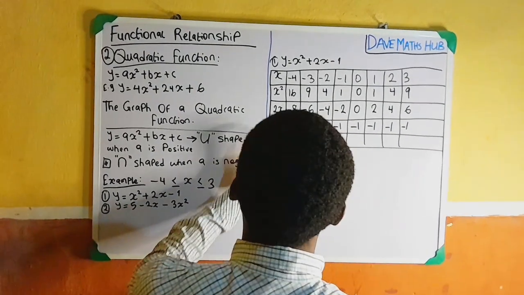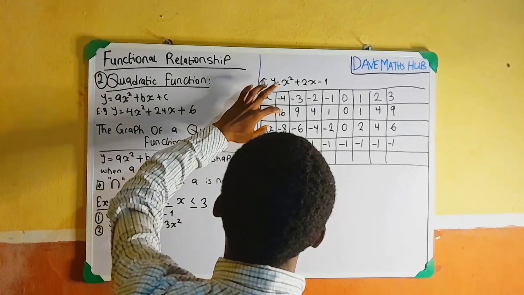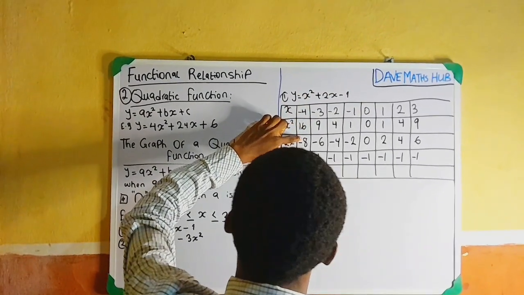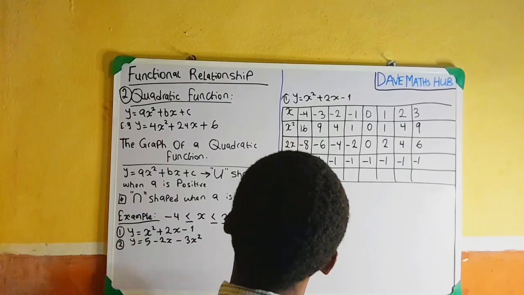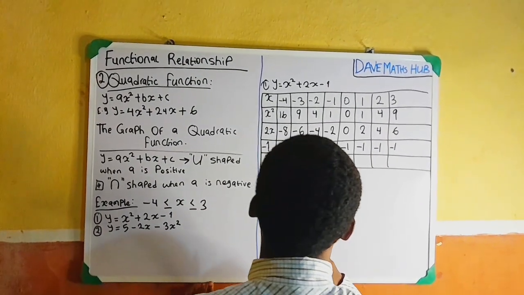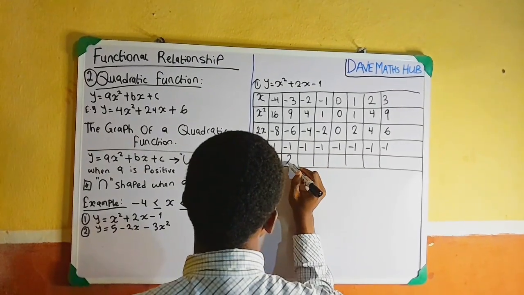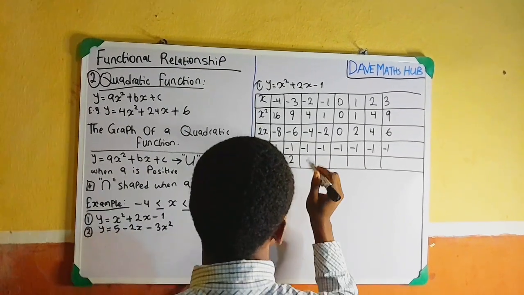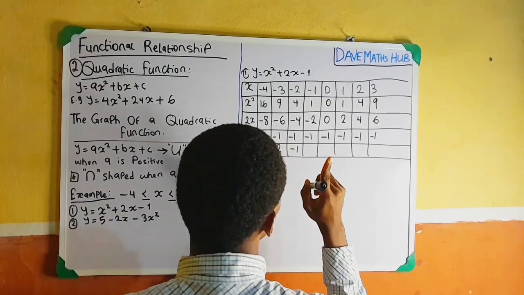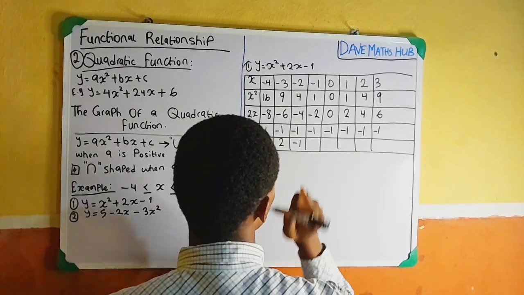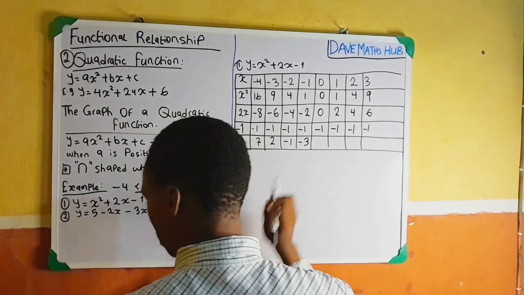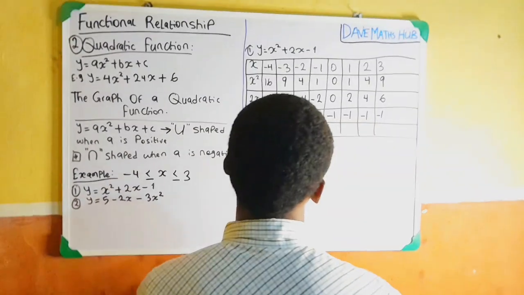So, to get y now, we should start from here since we use this as our constraint. So it's 16 minus 8 giving us 8. 8 minus 1 giving us 7. 9 minus 6 gives us 3. 3 minus 1 gives us 2. 4 minus 4, 0. 0 minus 1, minus 1. 1 minus 2, minus 1. Minus 1 minus 1 is minus 2.